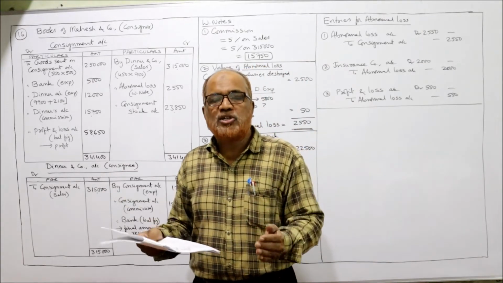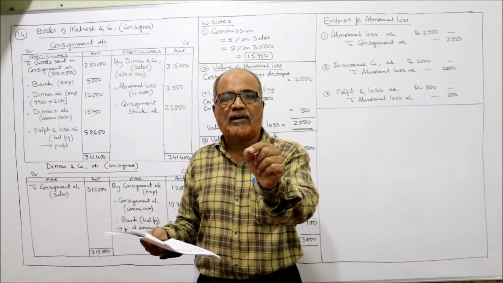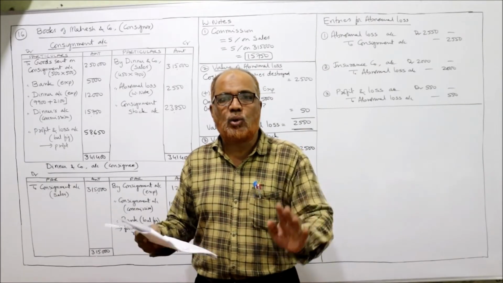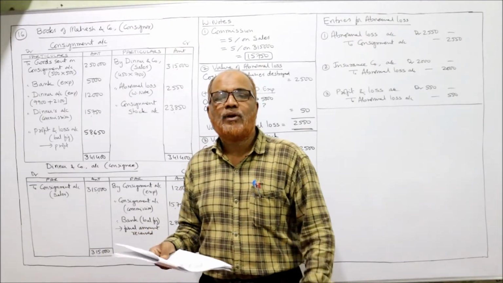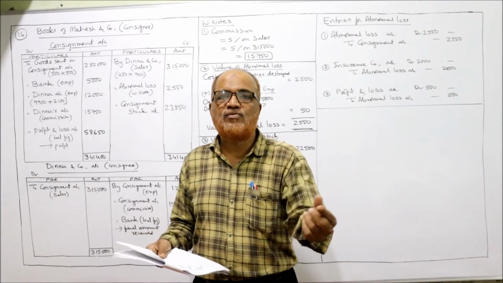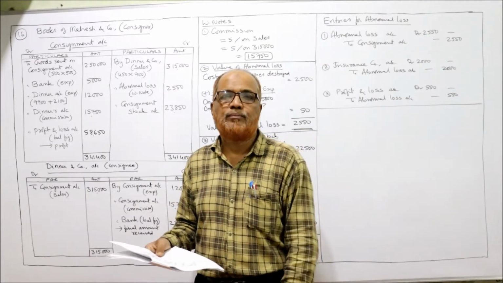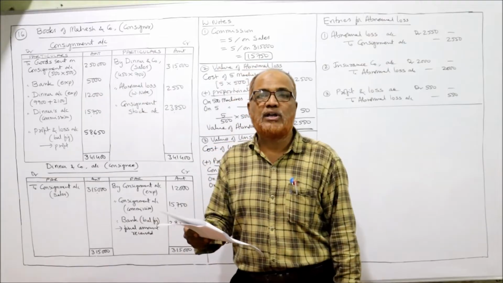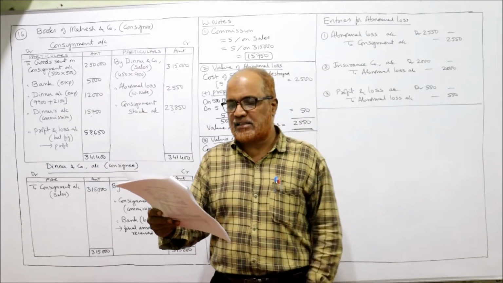So actually how many machines has he received? 495. Out of 495, 450 machines he sold. So how many machines are remaining unsold? 45. 495 minus 450, so 45 machines are remaining unsold. Consignment stock, 45 machines. And he is entitled to a commission of 5% on sales.